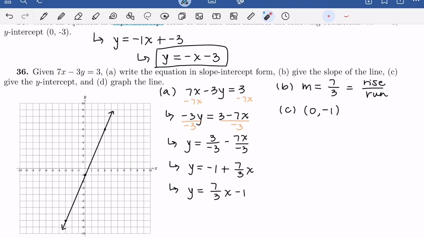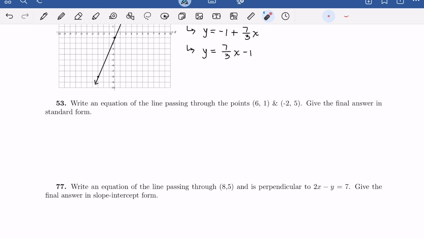and y-intercept. For this next question here, we want to write an equation of the line passing through these 2 points and give our final answer in standard form. Now, first of all, standard form is defined as this here: ax plus by is equal to c, where a, b, and c are going to be integers. So these are not going to be fractions or decimals. Okay, so just keep that in mind.